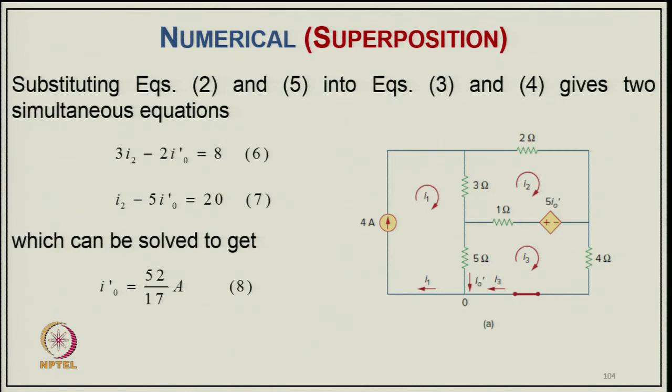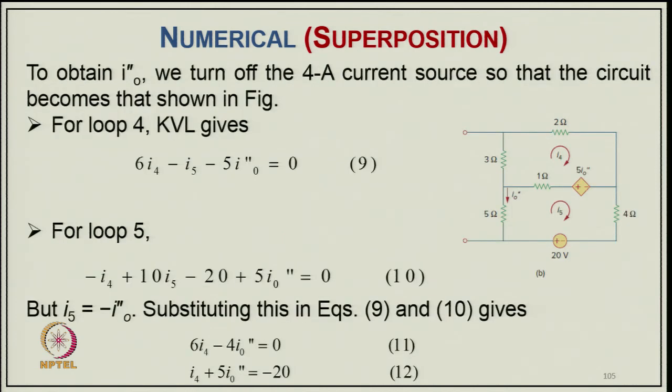Now, to obtain I0 double dash, we turn off the 4 ampere current source, so that the circuit becomes a loop, and keep the voltage source. In the first loop, loop 4, we can write 6 I4 minus I5 equal to minus 5 I0 double dash equal to 0, and in loop 5 we have minus I4 plus 10 I5 minus 20, that voltage source, plus 5 I0 double dash equal to 0. But now I5 equal to minus I0 double dash.